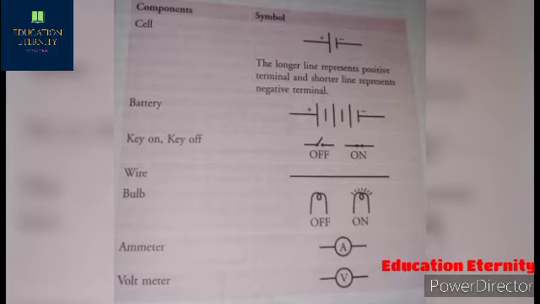Now, there are some circuit diagrams. A circuit diagram for cell, battery, key on and key off, wire, bulb, ammeter and voltmeter, and you should know all these circuit diagrams. So if you want, you can screenshot this and you can practice.